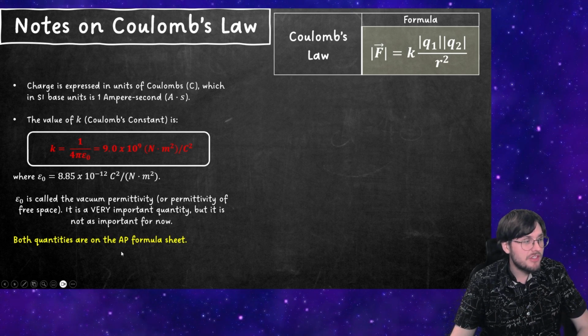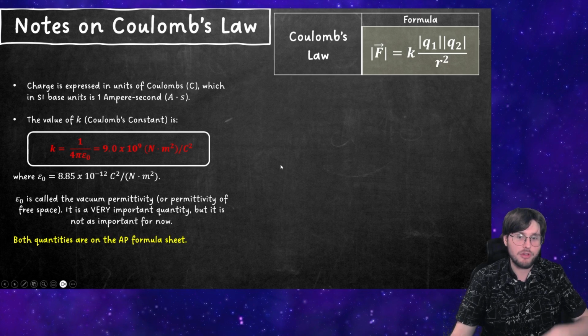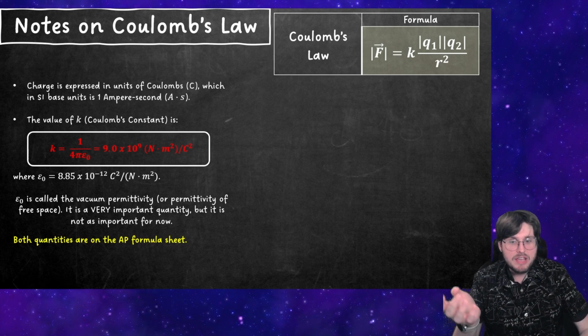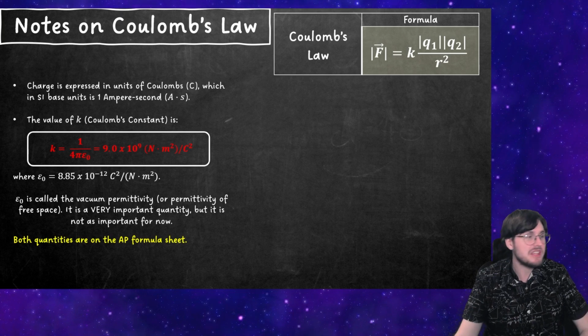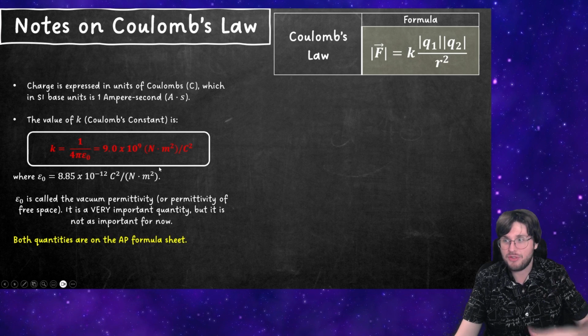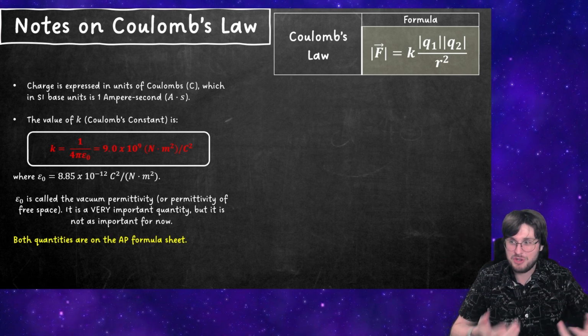Now, for your convenience, both of those quantities are included on the AP Physics formula sheet, so there's really no need to memorize them. Now, I would say, for the sake of efficiency, I would recommend at least having familiarity with Coulomb's constant. That's, again, mostly because, for the sake of time, it's nice if you don't have to reference that constant, which you'll be using a lot.